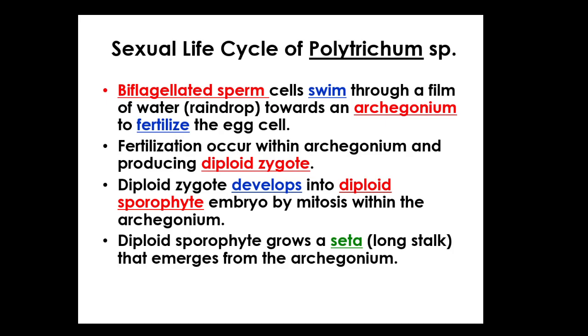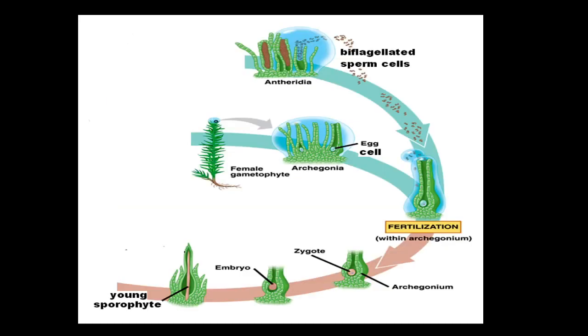Biflagellated sperm cells swim through a film of water, such as raindrop, towards an archegonium to fertilize the egg cell. Fertilization occurs within the archegonium, and it will produce a diploid zygote. Diploid zygote will develop into diploid sporophyte embryo by mitosis within the archegonium. And then that diploid sporophyte grows a seta, or a long stalk, that emerges from the archegonium.